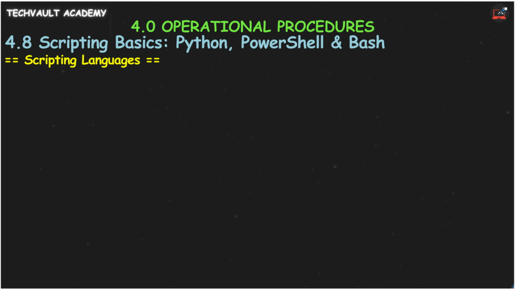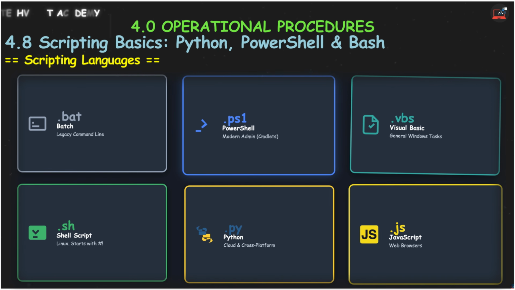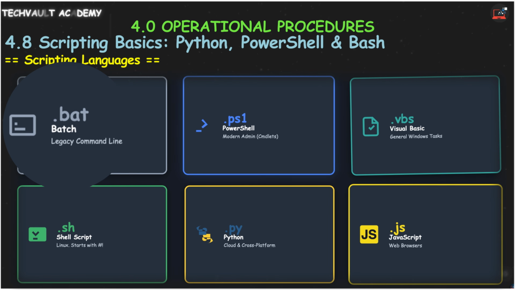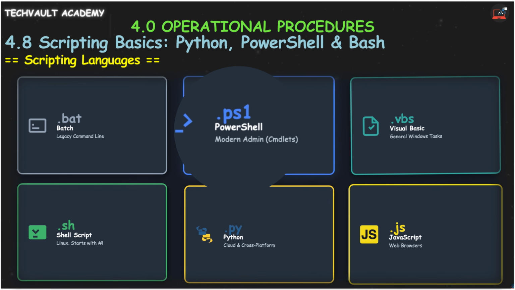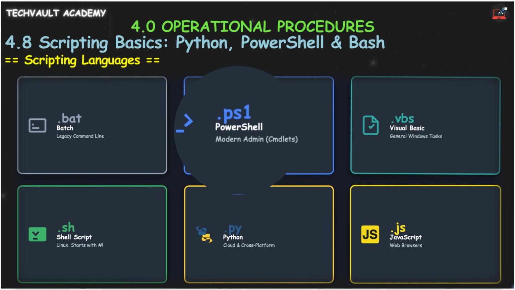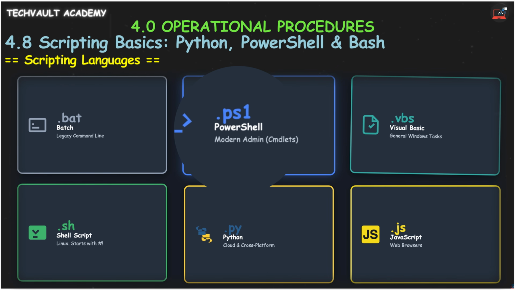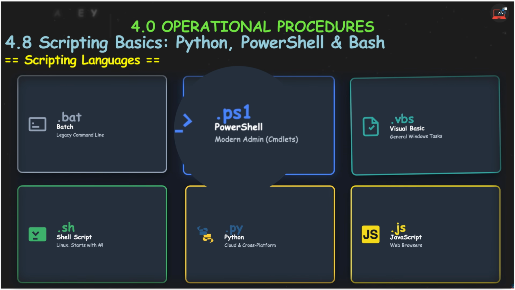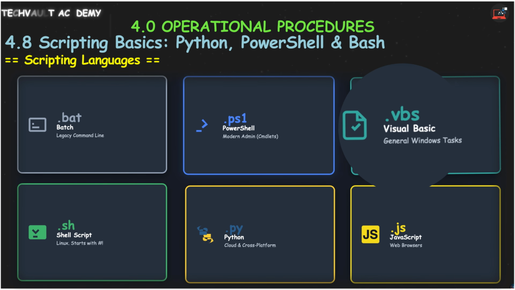First, let's learn the languages. In Windows, the classic command line uses batch files, which end in .bat. But for modern system administration, we use PowerShell, ending in .ps1. PowerShell is powerful, using commandlets to manage the entire OS. For general Windows tasks like Office automation, we have Visual Basic Script, or .vbs.